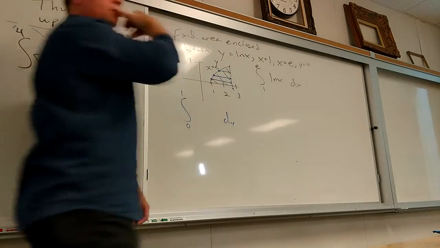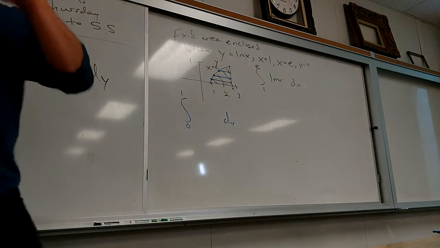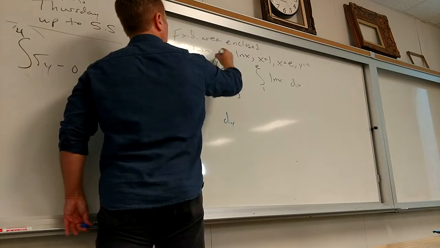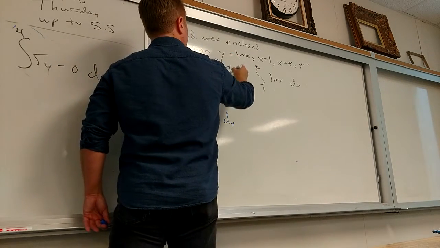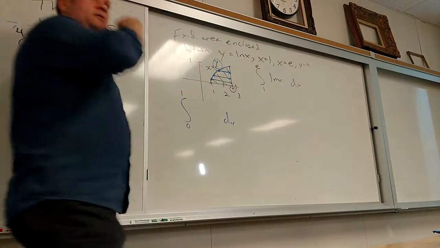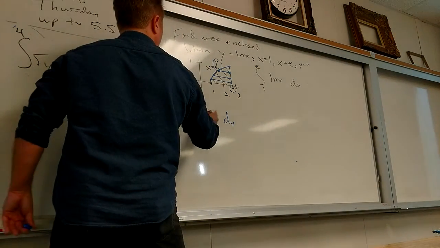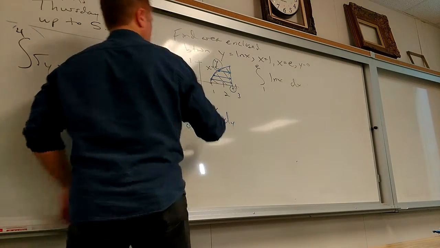E is. What is y? What is x going from? It's going from this wall. Well, what's that wall? E to the y. To this wall. Well, what's this wall? E. So inside is going to be the top wall minus the bottom wall.